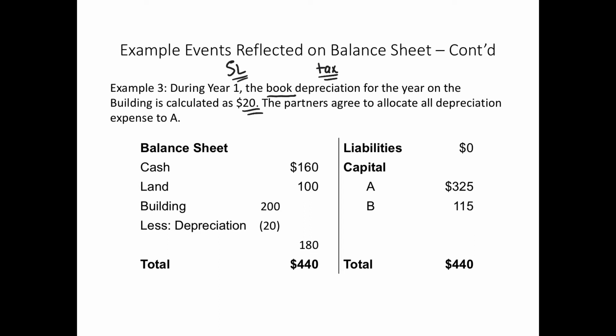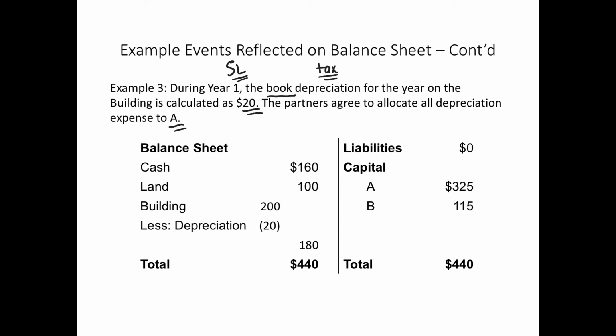The partners agree to allocate all depreciation expense to A. Now you might be wondering, well, why is that? Income was allocated a certain way, but expenses. Well, partnerships, as you've learned already from a tax standpoint and also from a business standpoint, you can pretty much do whatever you want. It's very flexible. You can do what you want within bounds. And we're going to learn through allocation rules that as long as tax matches book, you can also follow those wide bounds as well.